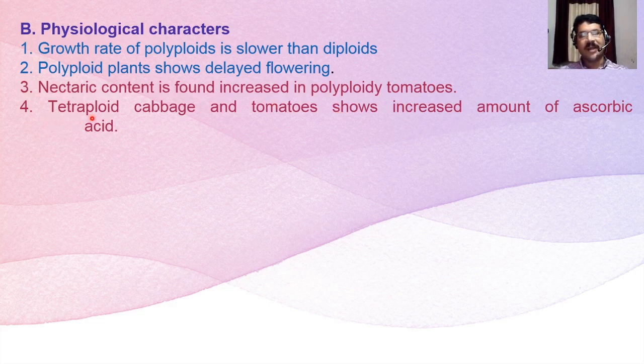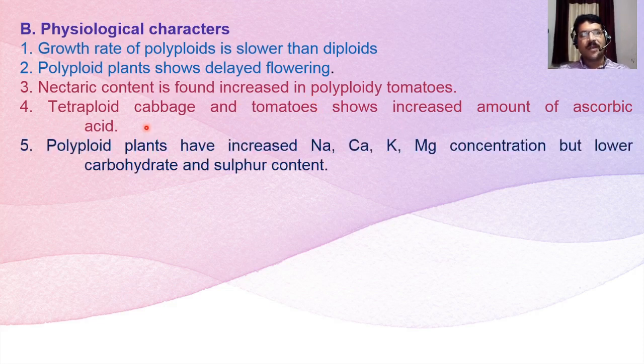So tetraploid cabbage, tetraploid means it contains 4 sets of chromosomes. So this type of cabbage and this type of tomatoes, they contain more amount of ascorbic acid as compared to the diploids. Then polyploid plants have increased sodium, calcium, potassium and magnesium concentration, but lower carbohydrate and sulfur contents.